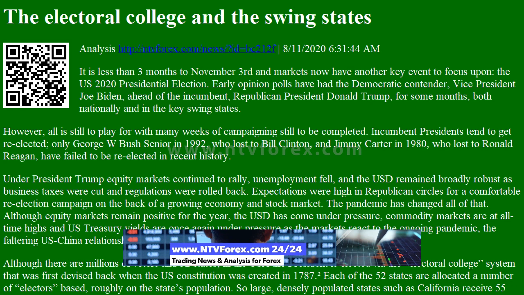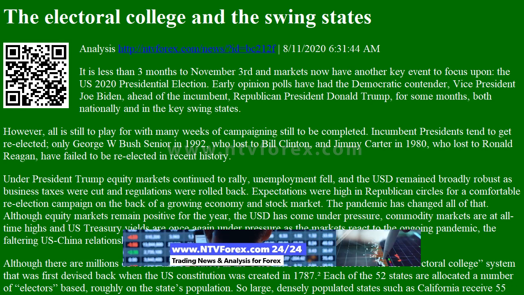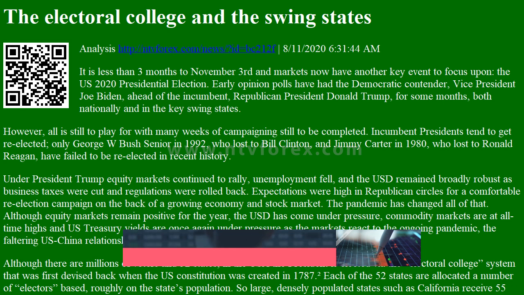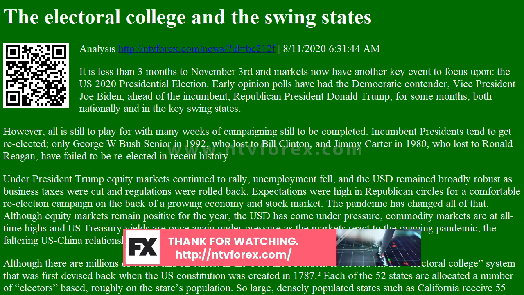It is less than 3 months to November 3rd and markets now have another key event to focus upon: the U.S. 2020 presidential election. Early opinion polls have had the Democratic contender, Vice President Joe Biden, ahead of the incumbent, Republican President Donald Trump, for some months, both nationally and in the key swing states.